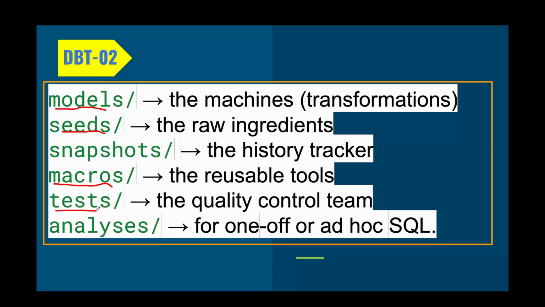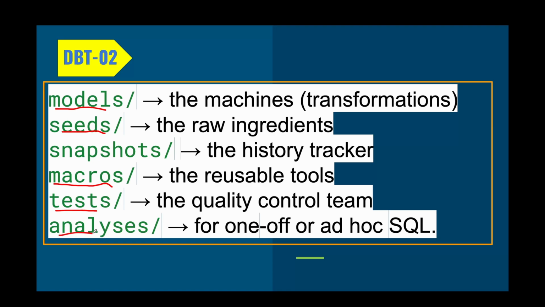Then we have tests. Suppose you have created some data models and now you want to do the testing. Suppose you are doing some transformation and you want that column 1 should always be less than column 2, so you can define that in the tests folder. You need to create the YAML file, and based on the test condition, we will see in the later lectures how to create the test cases.